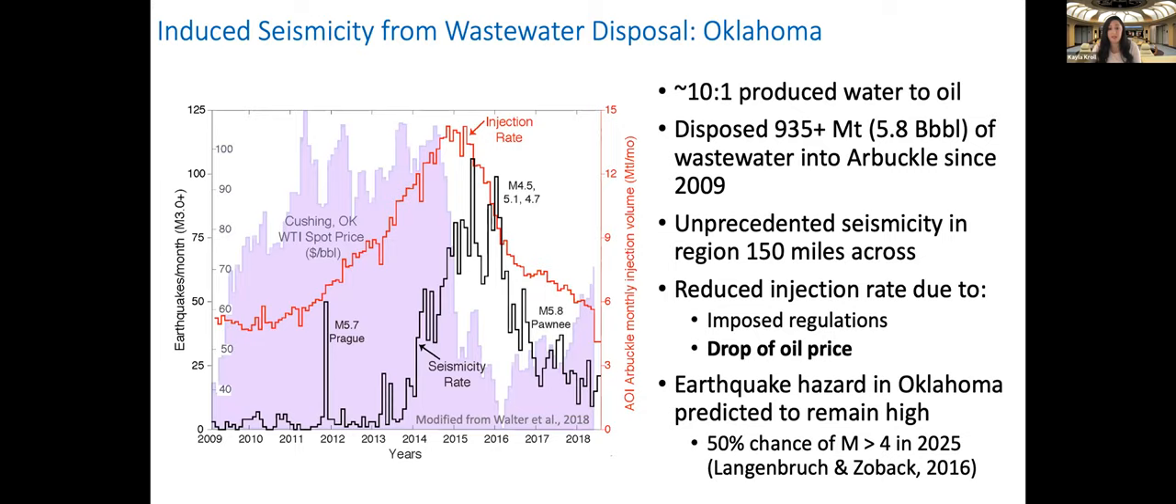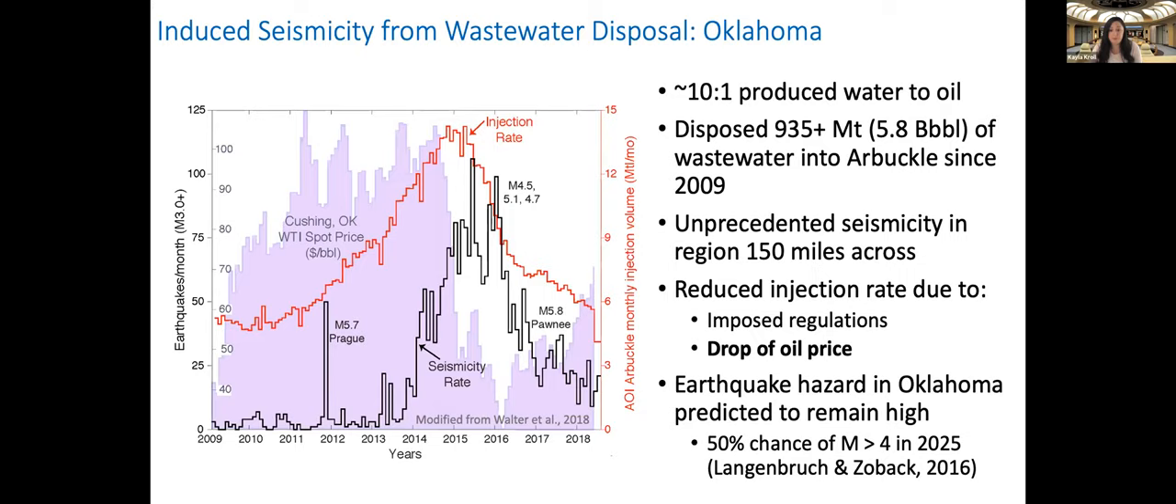And then, as I mentioned before, starting in 2015, the state began imposing regulations on injection volumes, but also oil prices began to drop. This led to less oil production and then less fluid disposal, and subsequently the seismicity rates began to drop as well. Even still though, some studies suggest there was at least a 50% chance of having a moderately sized, say, magnitude 4 event through the year 2025.